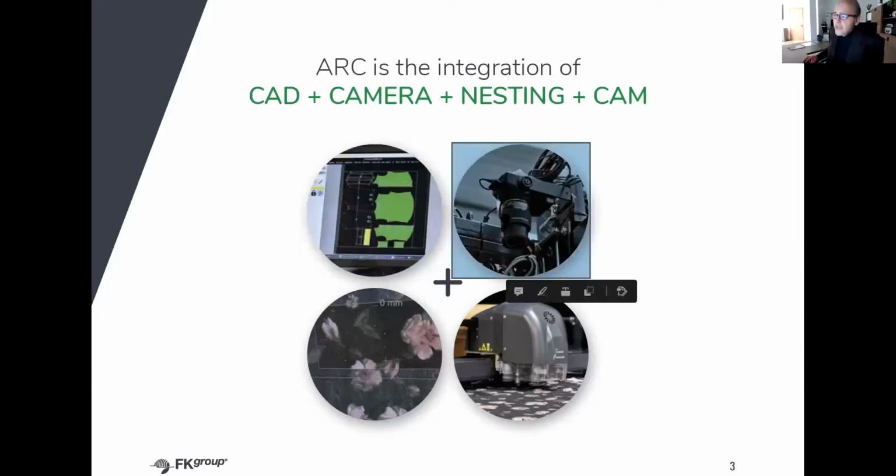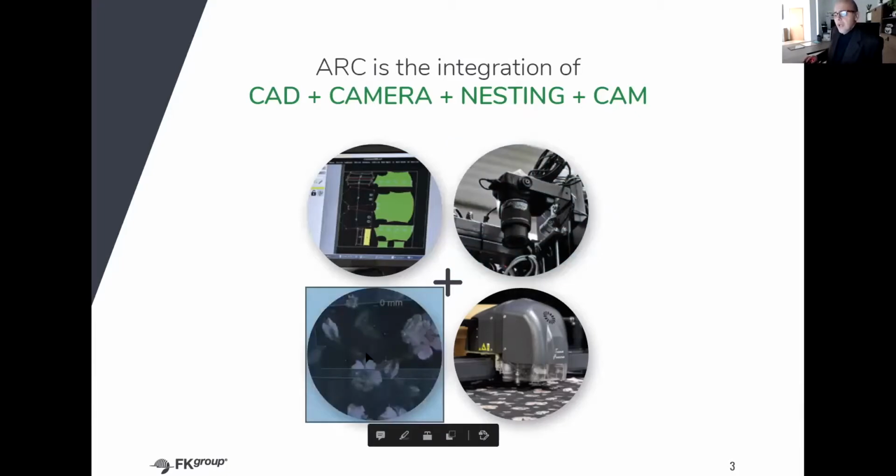Camera, this is very important. Obviously everything is important for the final result, but the optical quality is very important. Nesting. Nesting is not only the standard nesting, but also, do you imagine when you want a flower in a sewing, half in one part, half in another?